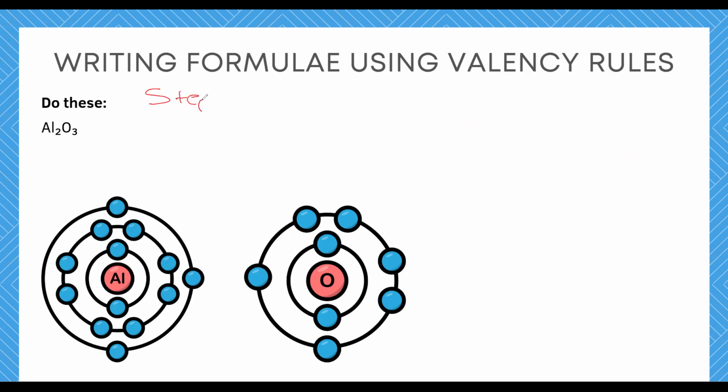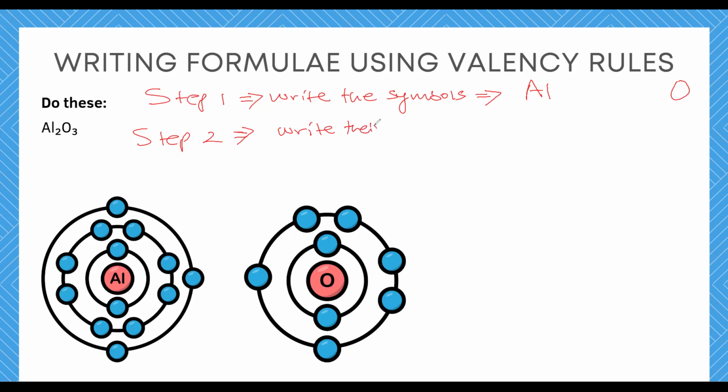Step one. Can you see what I'm writing? Step one, write the symbols. So these are the symbols, Al and then O. Step two, write their valencies. I hope what I'm writing is clear enough for you to see. Good. So the valency for aluminum is 3. The valency for oxygen is 2. Step 3.